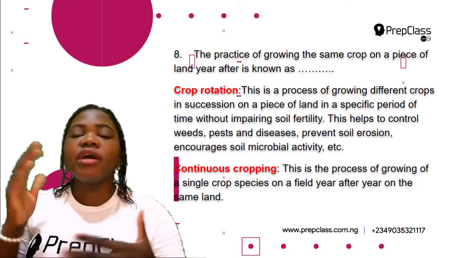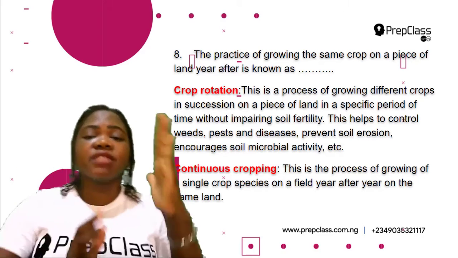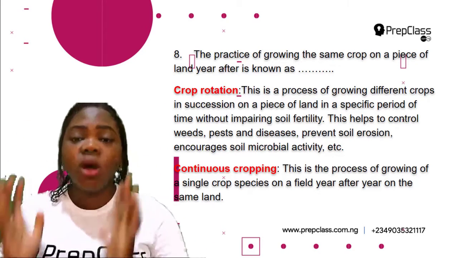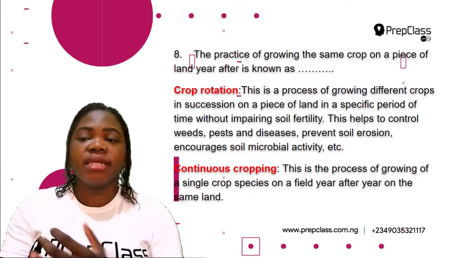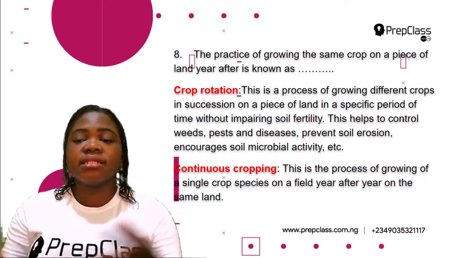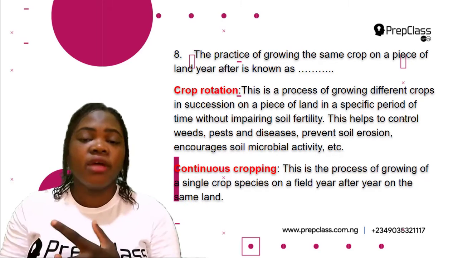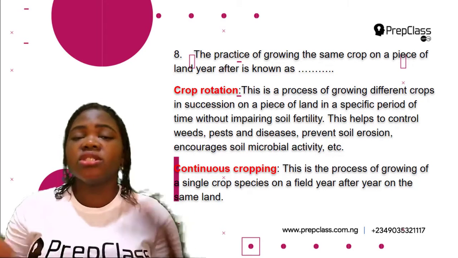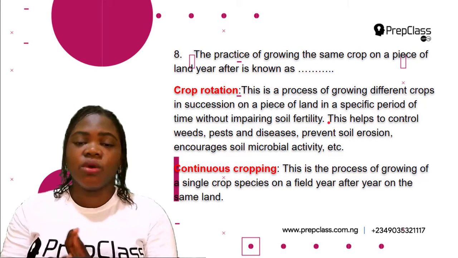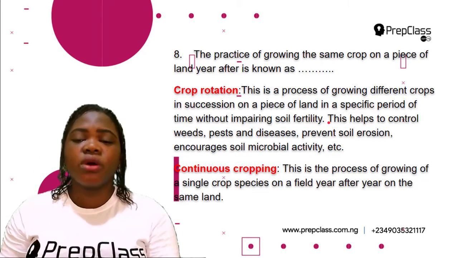Okay, so you are growing the crops one after the other, you are growing them in succession on the same piece of land. So this helps to maintain soil fertility, it helps to control weeds, pests, and diseases, and it also helps to prevent soil erosion. It also encourages soil microbial activity, and it also has other benefits as well. All right, so what about continuous cropping?